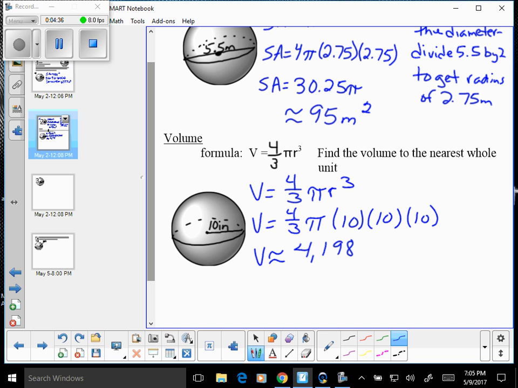4,189. Oops, and then I wrote it wrong. Sorry about that. 4,189 inches cubed.